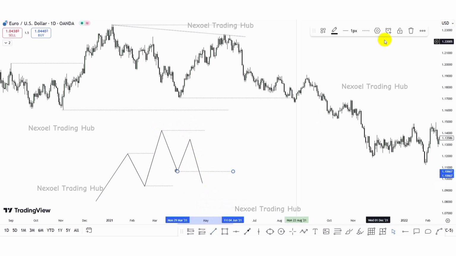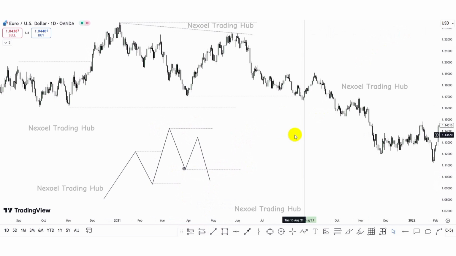So once you can also identify the internal liquidities within this movement, and then you see that price returns to the downside and breaks this, then you can identify this as a market structure shift and not necessarily have to wait for the price to take out this one.